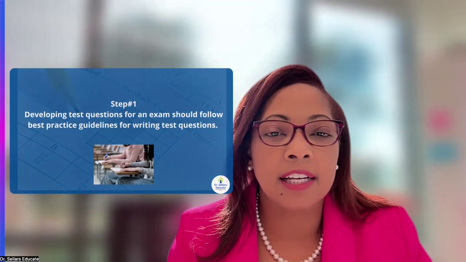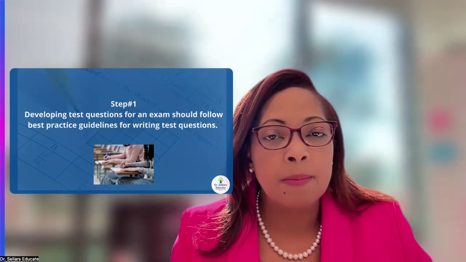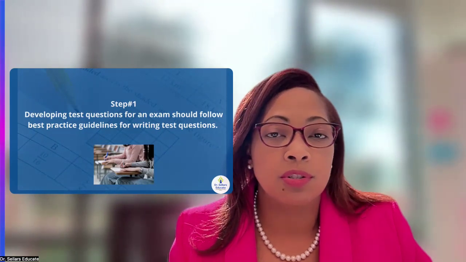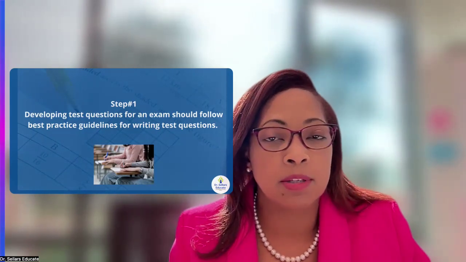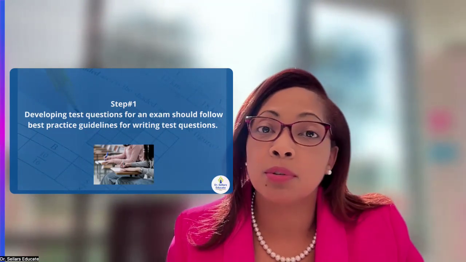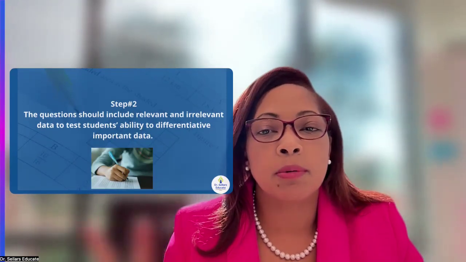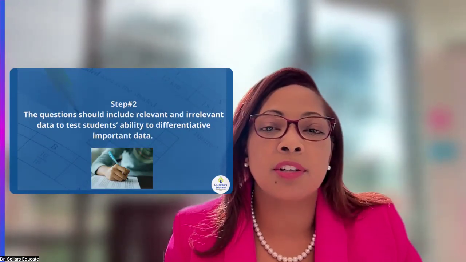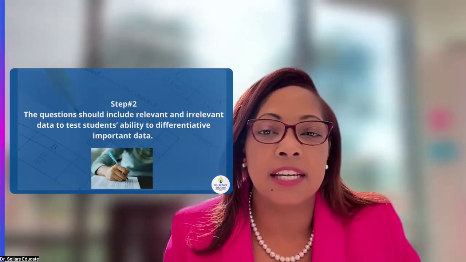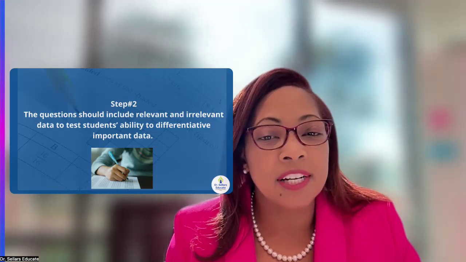We want to go back, take a look at the content that we have incorporated during that time period, that those questions are going to cover, that the exam is going to cover. And then we want to go back and map them to our actual learning objectives. Okay, so that's a really important step. Step number 2, the question should include relevant and irrelevant data to test students' ability to differentiate important data.